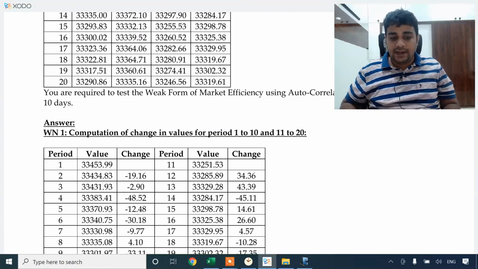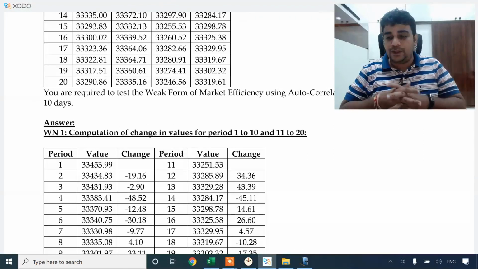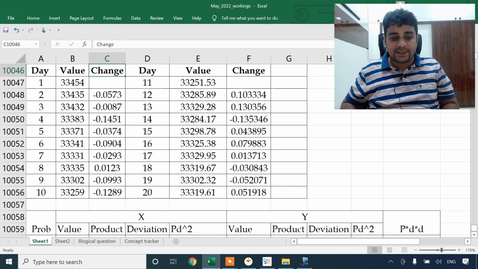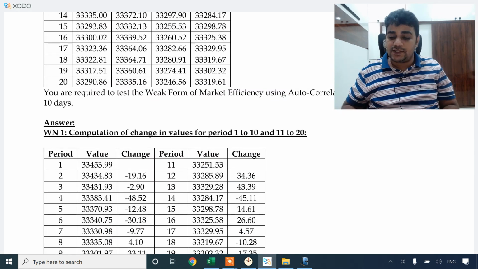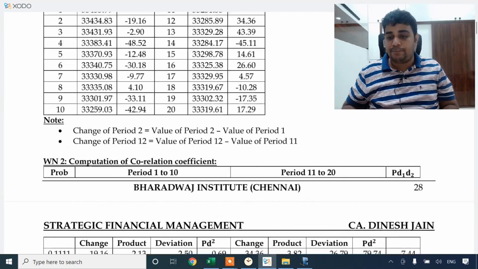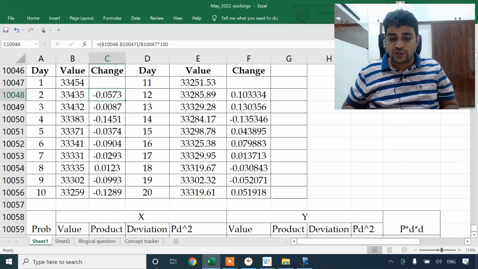The problem is 19 on a base of 33,453 will not even be 0.1%. It is in fact 0.05%. So because of that, we are not seeing a big impact. We are not able to see some big values, and that's why I'm not able to show this calculation properly.